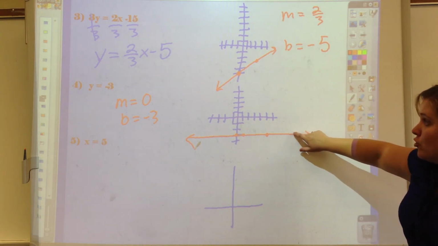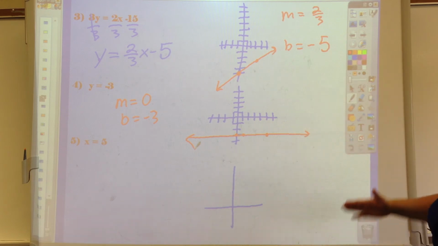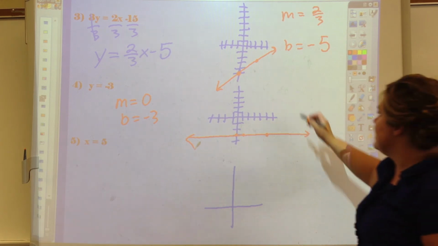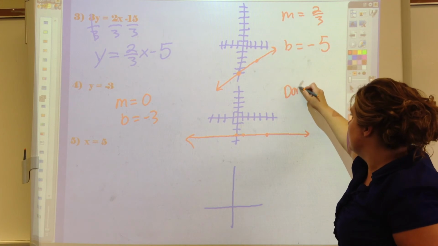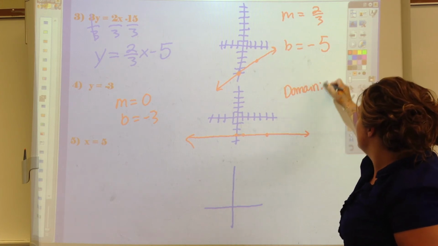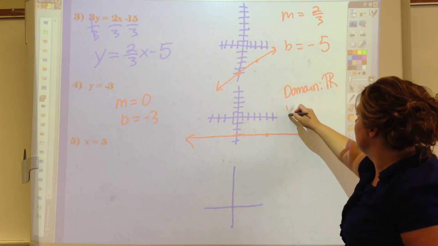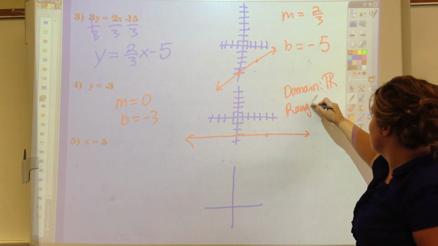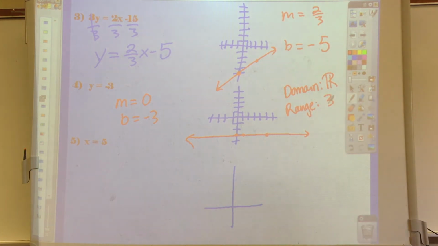And your domain here is all reals, but your range only has the value of -3. That's all that's in there, because for each and every value of x, -3 is the output for y. What do you think is going to happen for number 5 when x equals 5?